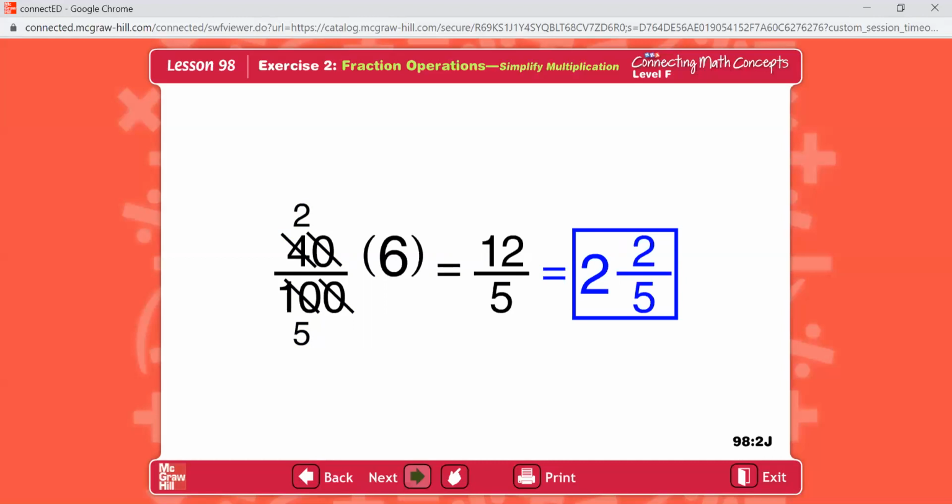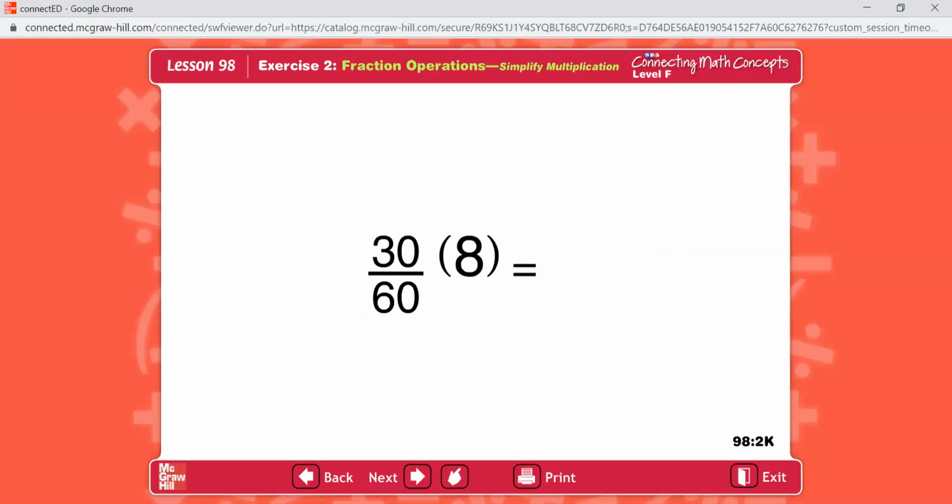Next one. 30/60ths times 8. Copy this problem and simplify it as much as possible. Remember, start with the zeros, then look for the common factors of the first fraction. Check your work. Pause the video now to work the problem.